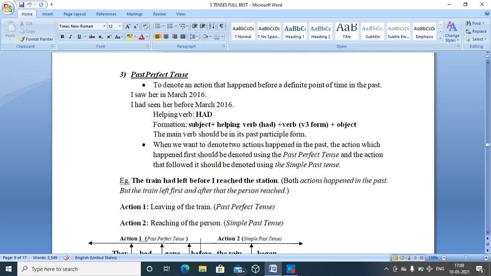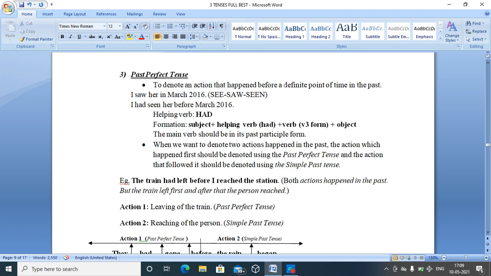Such an action I can refer to using nothing but the simple past tense itself. I saw her in March. This is what I say. See, saw, seen: this is the way we have the V1, V2, V3 forms, that is, three different forms of the same main verb. When I say I saw her in March, we can definitely understand this is the V2 form, and this is a sentence constructed using the simple past tense only.